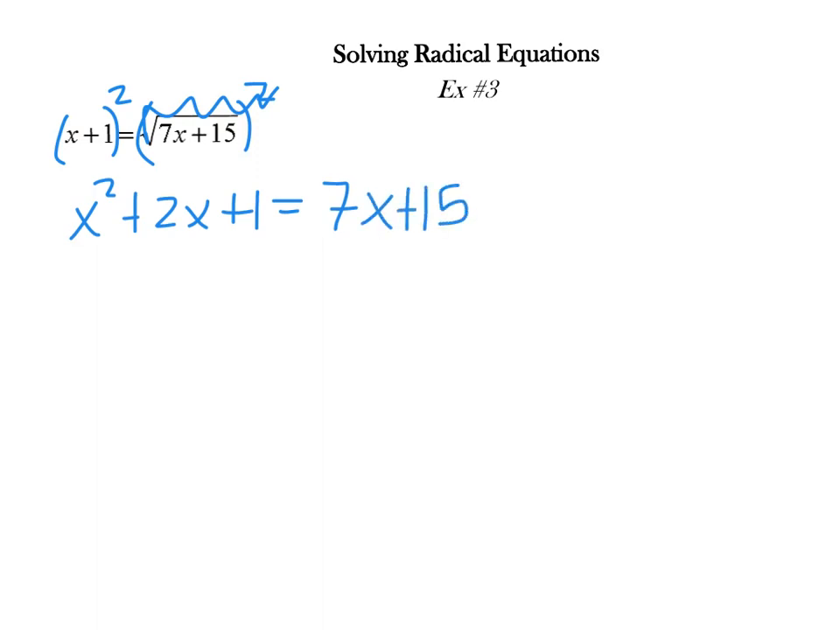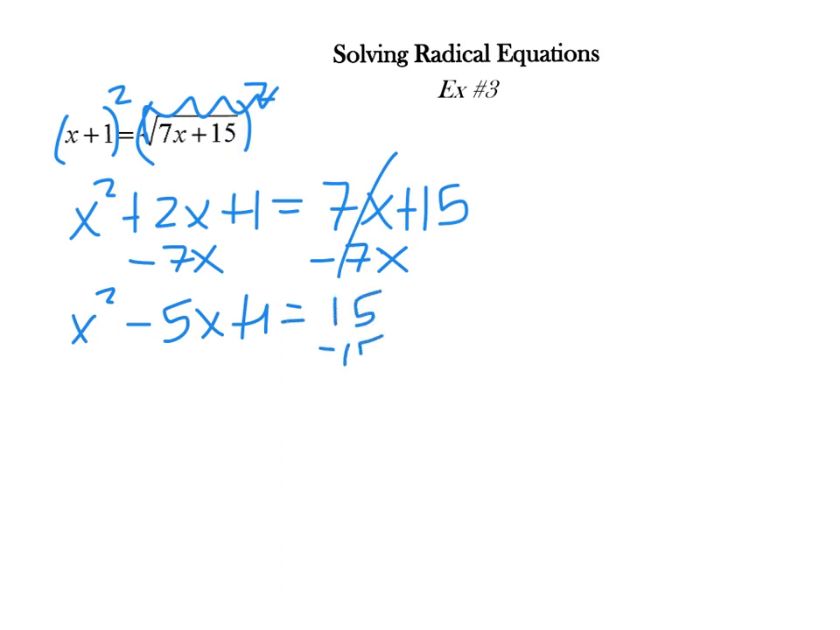Now here, our goal is to combine like terms and to solve for x. But notice how in this equation, we're going to have an x squared. So I'm already thinking quadratic equation. I'm already thinking factoring. I'm already thinking about that as I move everything to the left-hand side to combine terms. So I'm going to subtract the 7x to move it over. I have x squared minus 5x plus 1 equals 15. I'm going to subtract the 15 to move it to the left side. I have x squared minus 5x minus 14 equals 0.